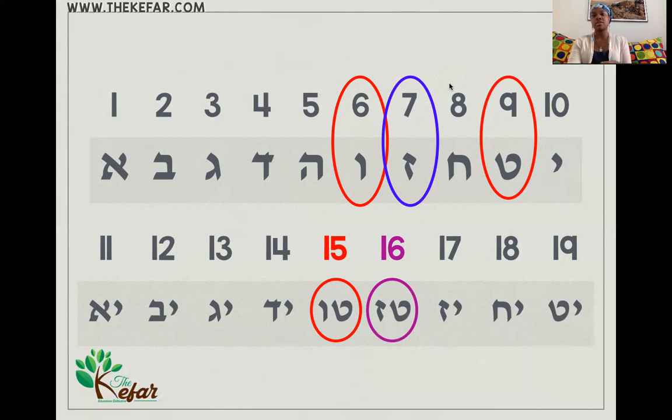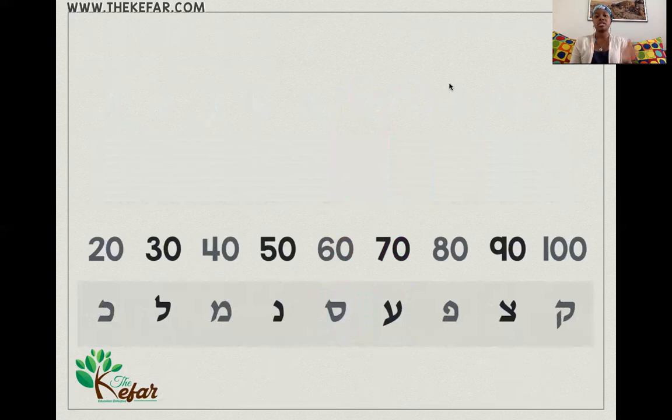Okay, so 17, Yod Zayin, 10 plus 7. 18 is Yod Chet, 10 plus 8. And 19, Yod Tet, 10 plus 9. Okay, so it's only 15 and 16 that break away from this pattern of just 10 plus. Now, 20, 30, 40, 50, etc. When you're counting by tens, you just continue with the Aleph Bet.